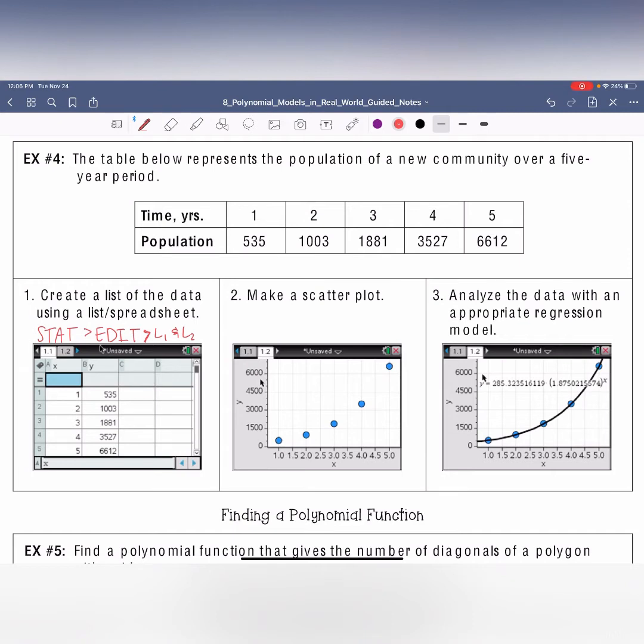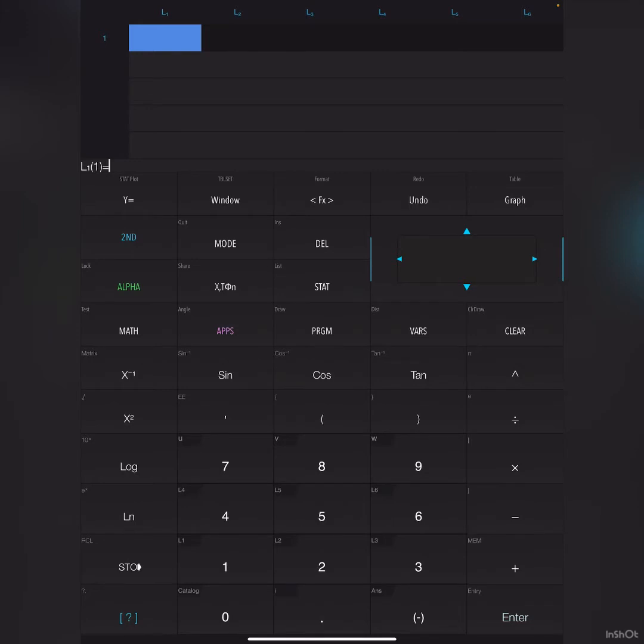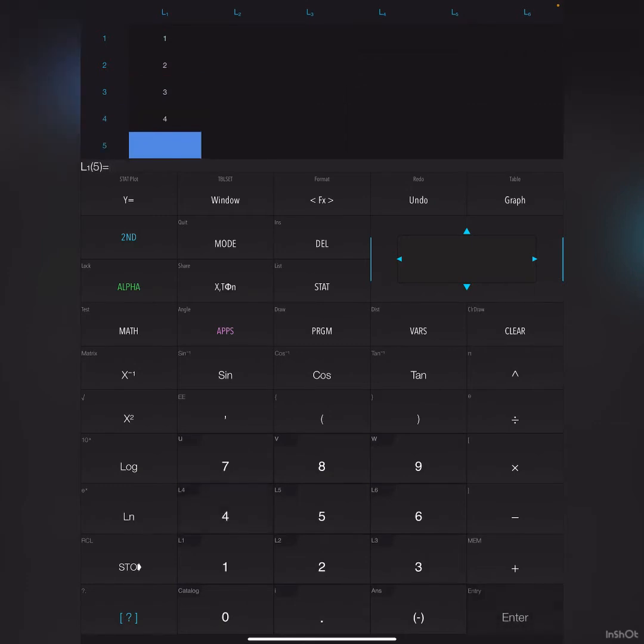Okay, so I'm going to go ahead and do this on my little calculator. So on this calculator, we're going to go Stat. We're going to go to Edit, and then we're going to go to list 1. So type in our numbers in list 1. And then we're going to move ourselves over to list 2, put in those numbers. 535.